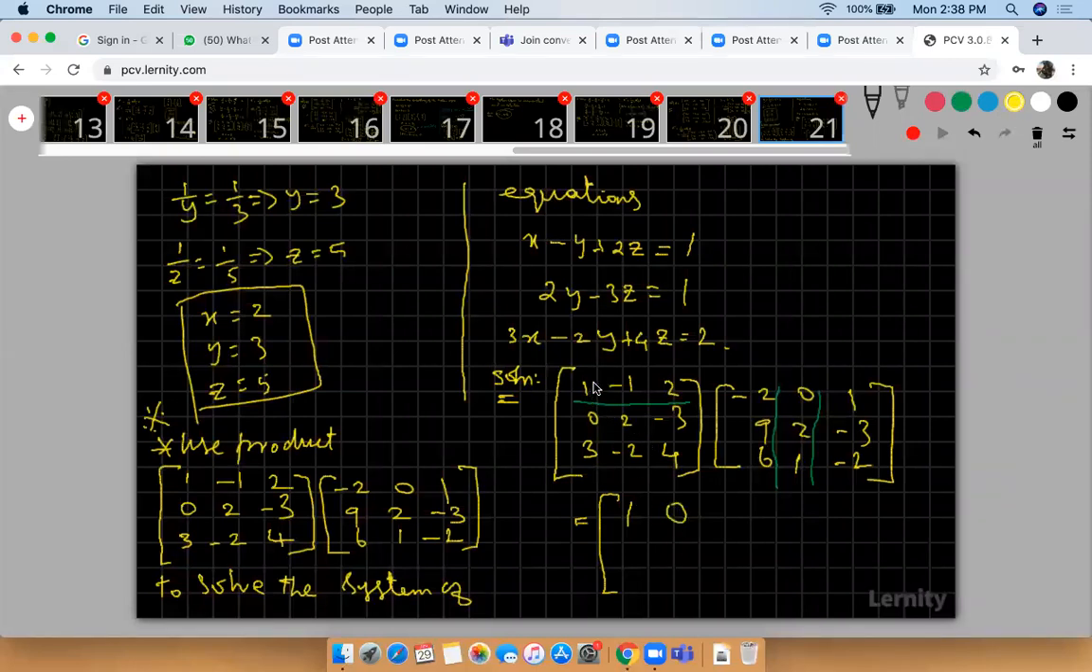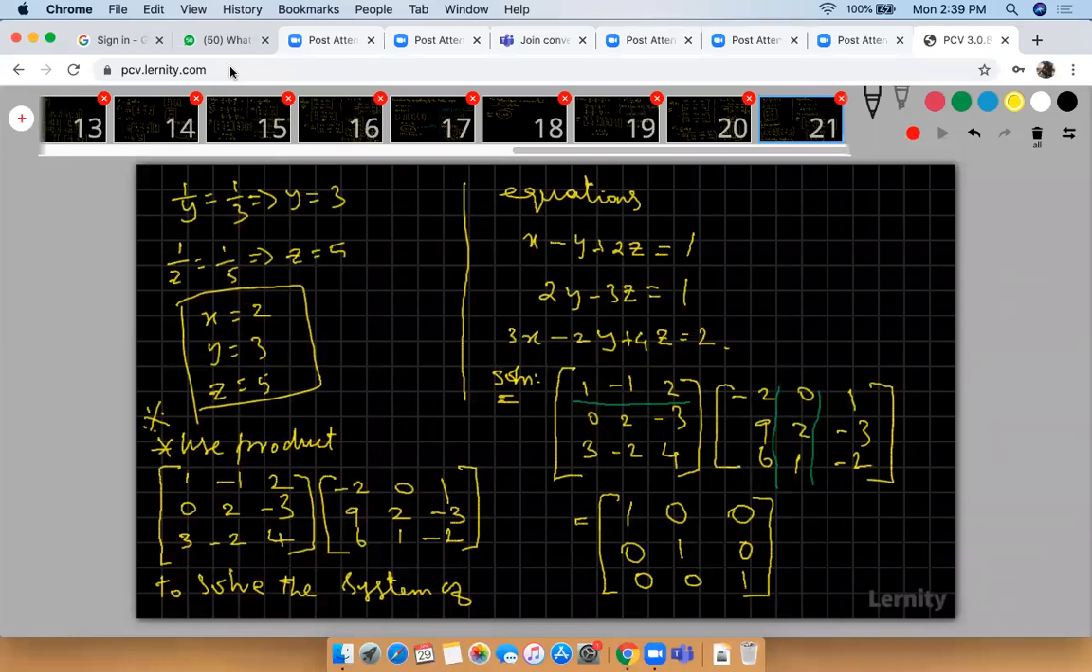And come to the first row, third column. 1 into 1, 1. This is plus 3. This is minus 4. Actually plus 1, plus 3, and minus 4. The answer is 0. Similarly, find the other row and column products. You will get 0 here, 1 here, 0 here, 0, 0, 1. That means you will get an identity. If you take the product of these two matrices and simplify, you will get the identity matrix.